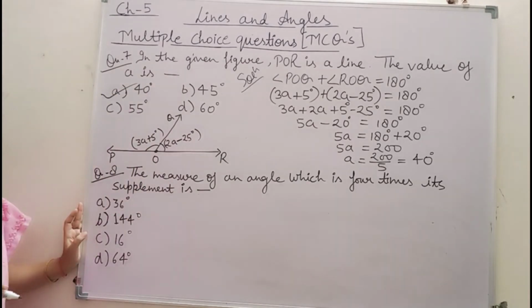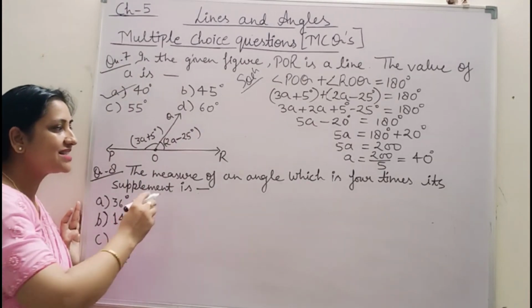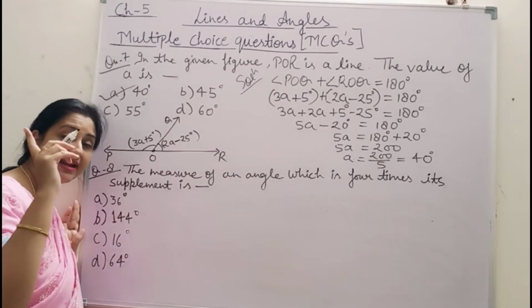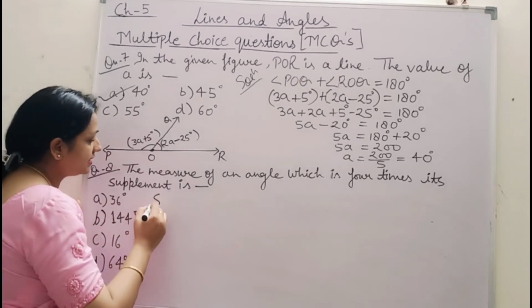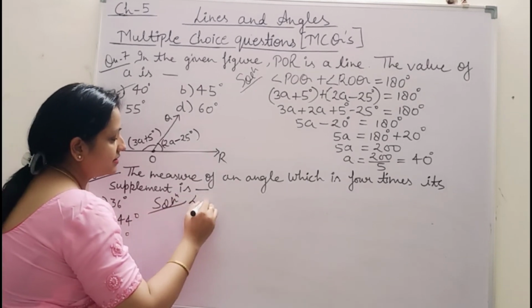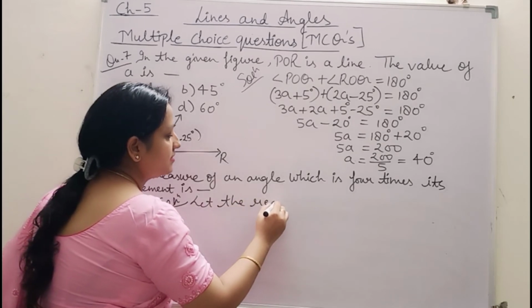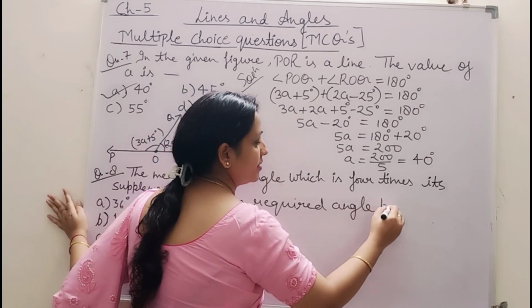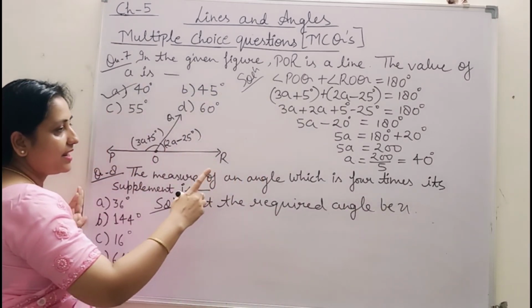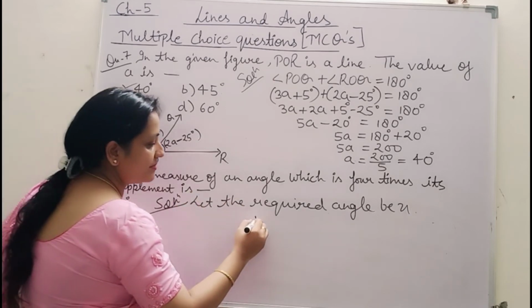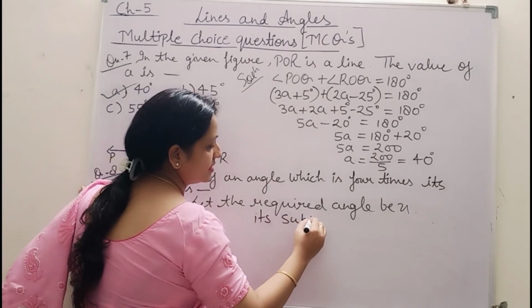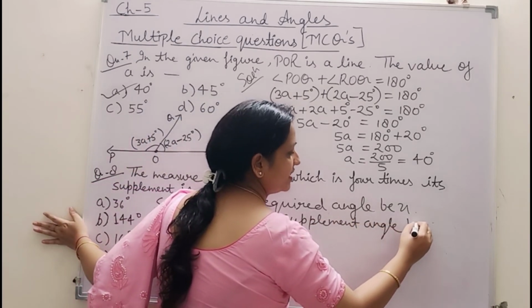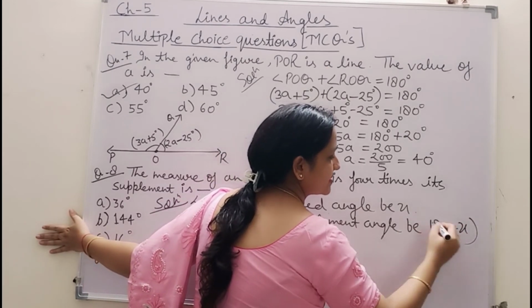A option is correct. Now the next question: the measure of an angle which is 4 times its supplement is. First of all, let the required angle be x. So if the angle is x, its supplement angle will be 180 minus x.